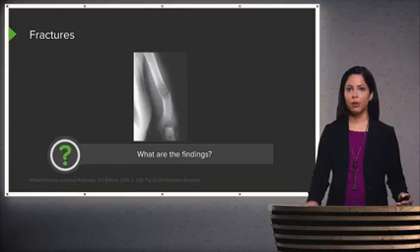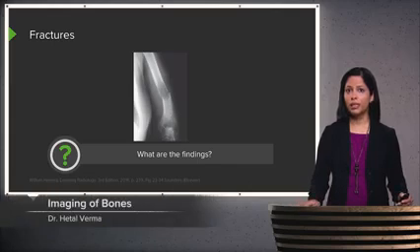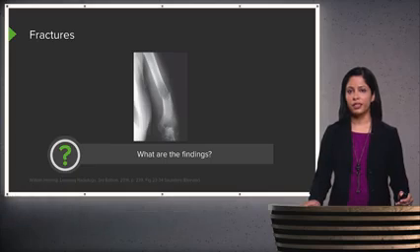So let's talk a little bit about bony abnormalities and fractures. Of all of the different x-rays that you take a look at, fractures are probably one of the most commonly encountered findings. Let's start off with this case. Take a look at the findings here and keep this in mind as we go through the lecture, and then we'll come back to it at the end.